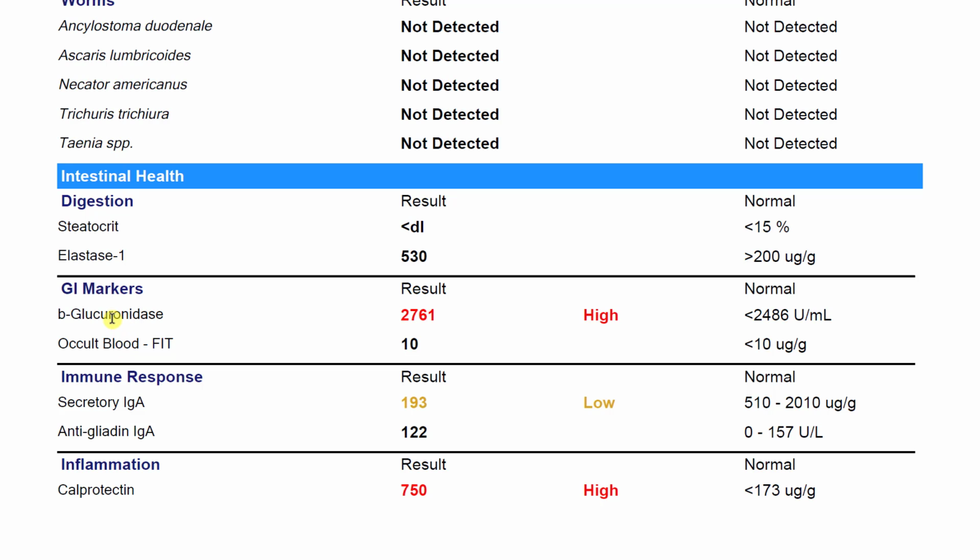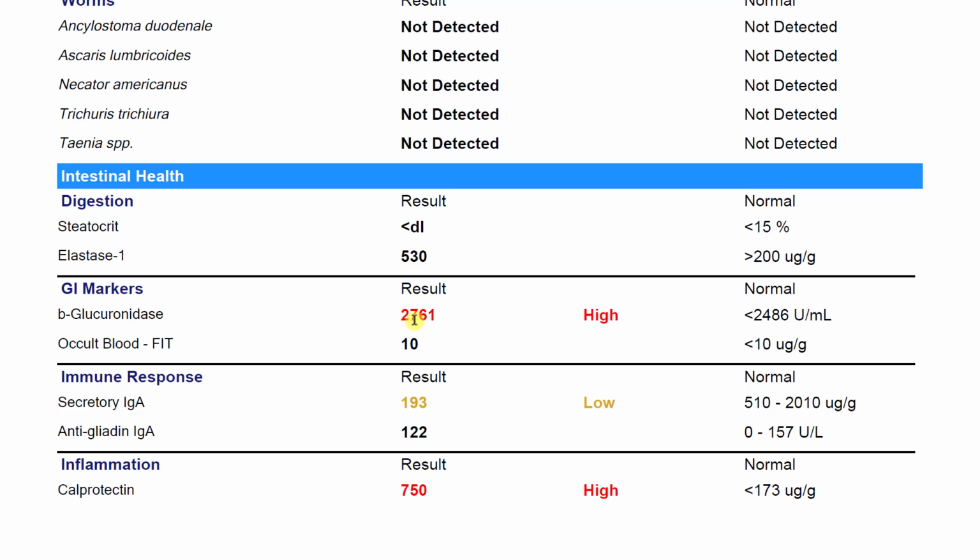Beta-glucuronidase is developed from a combination of overgrowth of bacteria. It could also be because of inflammation and immune response. Beta-glucuronidase before was 1188. Right now it's at 2761, which is just over the normal limit. So this does indicate that there is still definitely some inflammation. Again, we were throwing some things into your digestive system that are not necessarily healing.